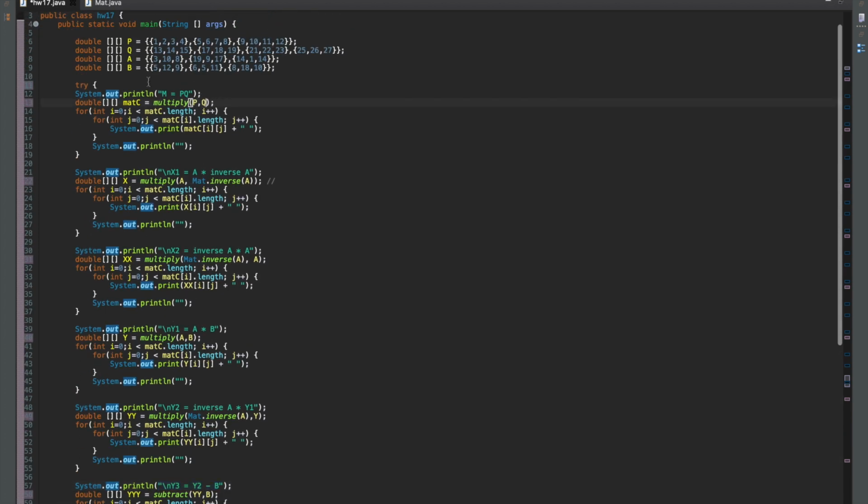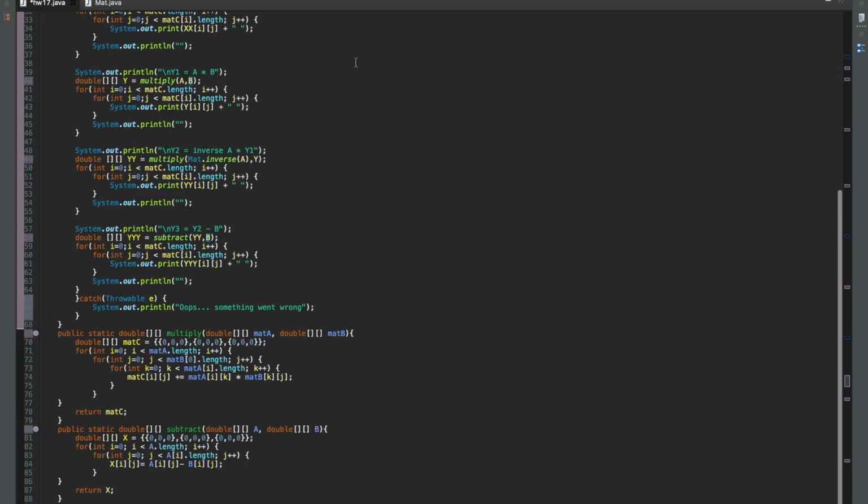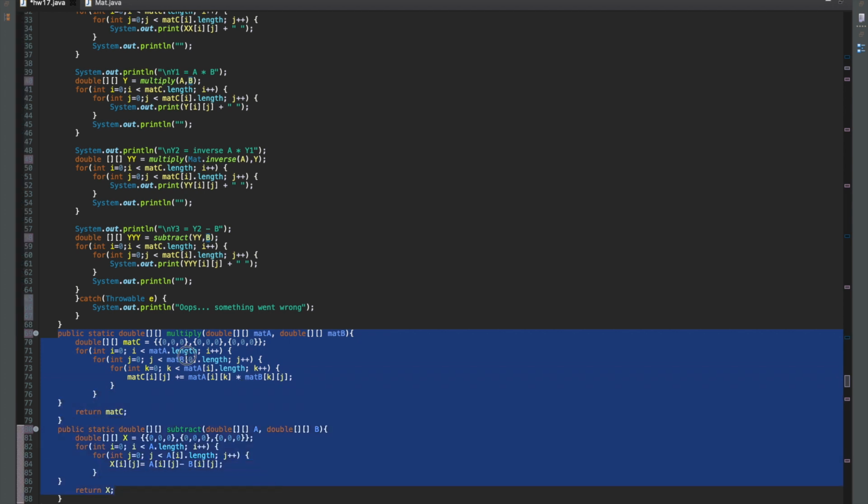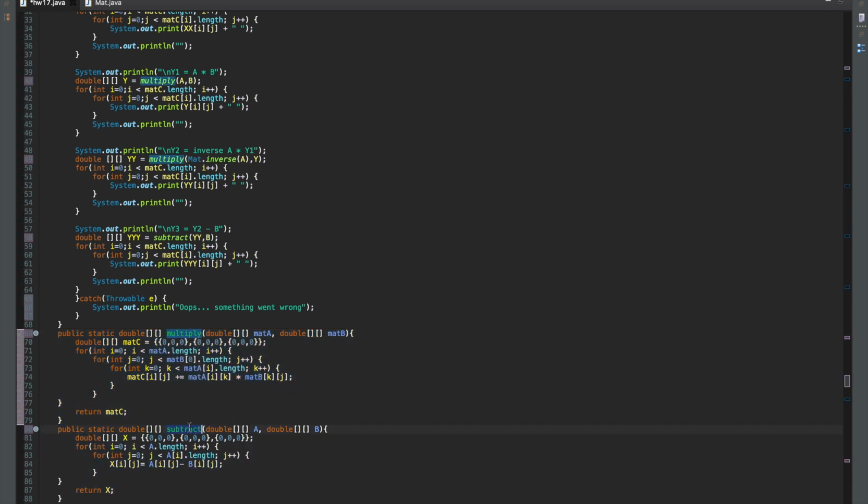So the first thing I did was I created my matrices, P, Q, A, and B. After I came down and outside of my first main method, I created these two methods that are going to multiply and subtract my matrices.